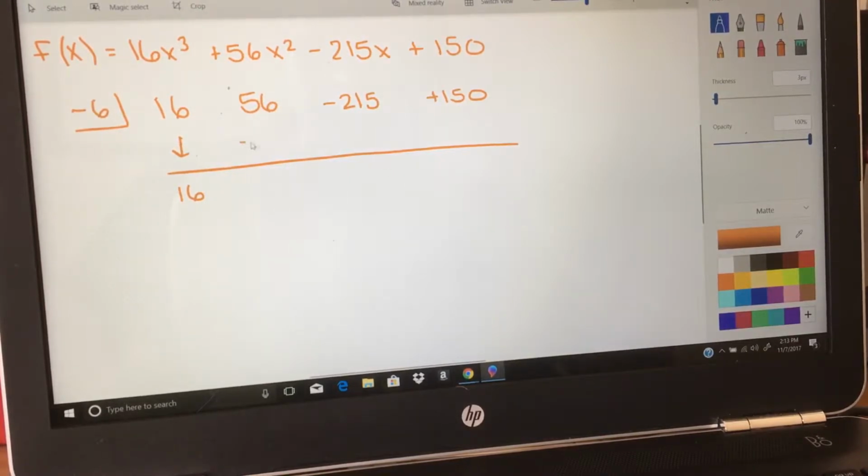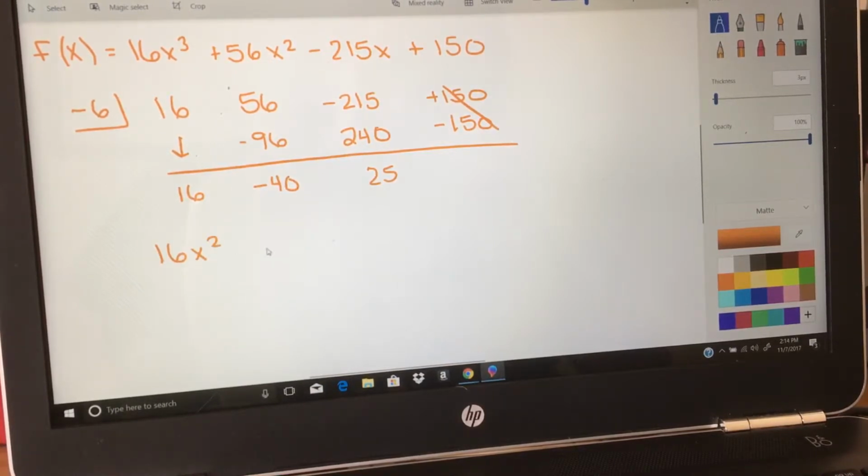All right, so I will bring down my 16, and then I'll do 16 times -6, which is going to give me a -96. And then I have 56 minus 96, which is going to give me a -40. Then -40 times -6 gives me a positive 240. So -215 plus 240 gives me 25. And then 25 times -6 is -150. So I have no remainder here, and this is now a second degree polynomial.